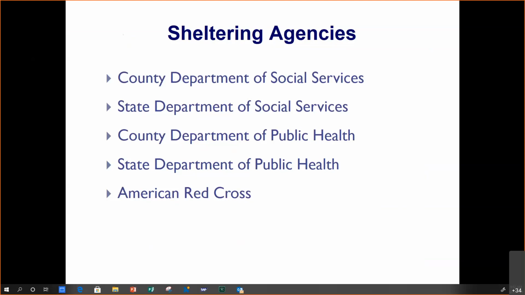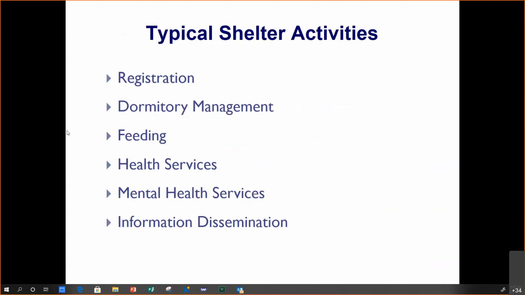Next slide, please. And this is Sherry again. I just want to also say that in some instances it's just DSS, county DSS. Sometimes it's just American Red Cross that are running shelters, and then sometimes they're a combination of both. Some are managed by Red Cross, but staffed by DSS, and vice versa. So you might have a different collection of folks, different agencies that are part of every shelter.